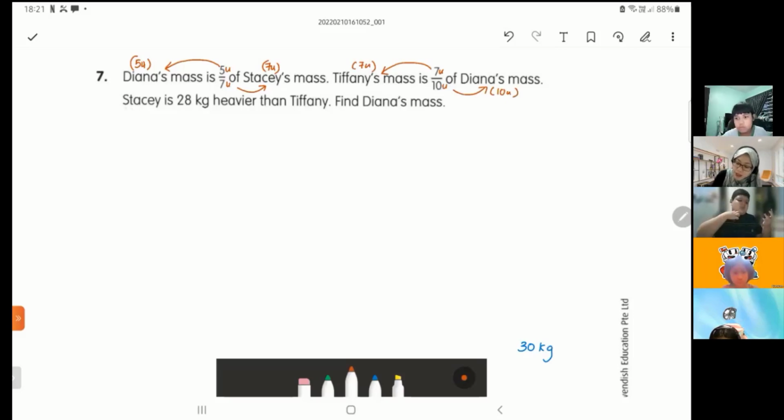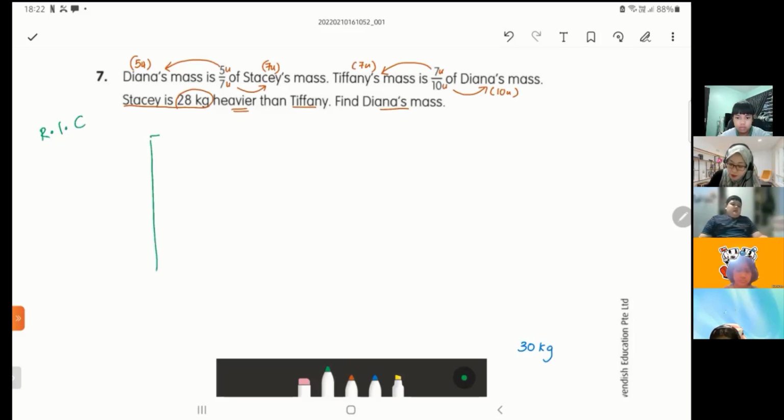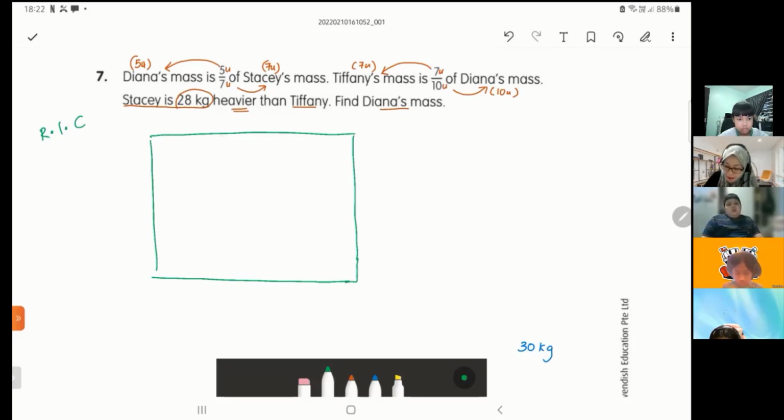A comparison is given. Stacy is 27 kilograms heavier than Tiffany. Find Diana's mass. I'm going to use the repeated identity concept here. Okay, repeated identity concept. So we're going to draw a table. You don't want to draw tables, okay? But I like to put into tables so you can see clearly.